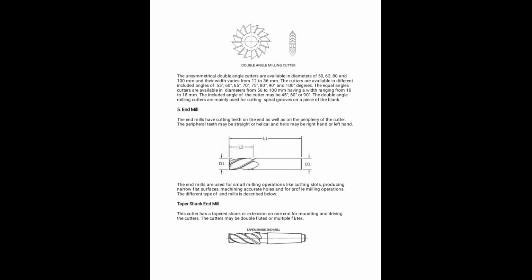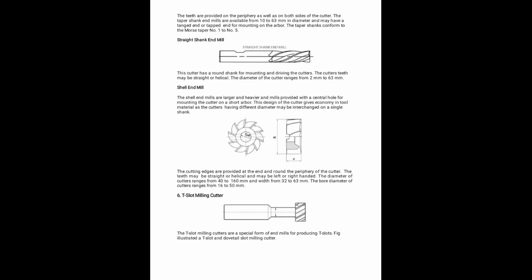And end milling. The end milling cutter has cutting teeth on the end as well as the periphery of the cutter. The peripheral teeth may be straight or helical. It will produce flat surfaces and end milling work. Then the taper shank end mill. It is the same as the end milling cutter, but the body of the milling cutter has a taper, as shown in the figure. Then the straight shank milling cutter is the same as the end milling cutter, but the body of the milling cutter is straight.